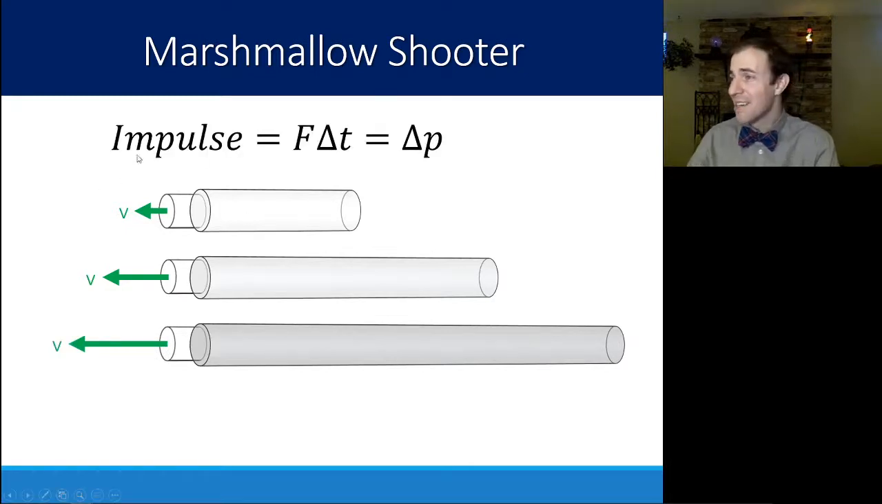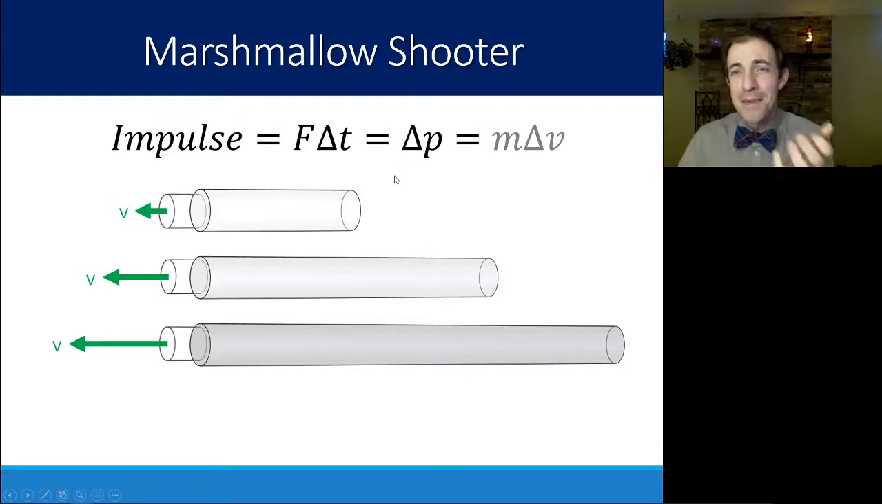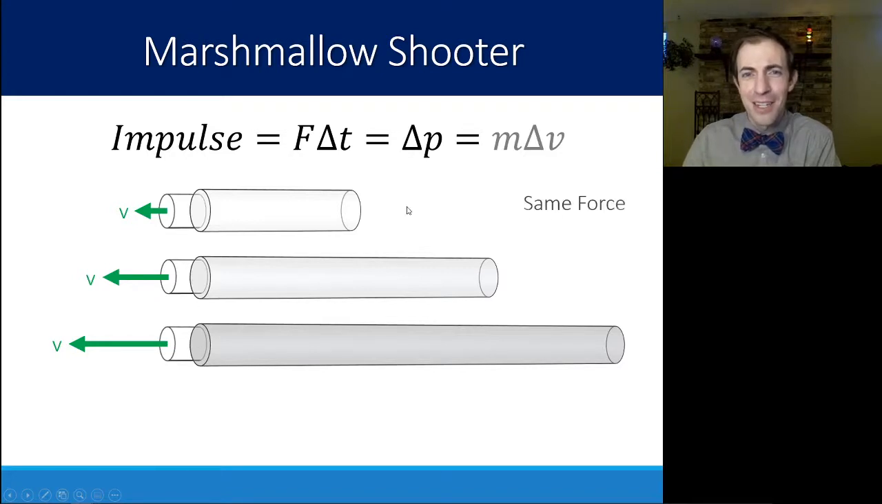The reason here is that this impulse equation is going to tell us where we're going. This change in momentum, we can really think about in terms of the momentum equation. You're not given this in the data booklet, but you can interpret it this way as well: the mass of this marshmallow isn't changing here. It's the same force and the same mass.